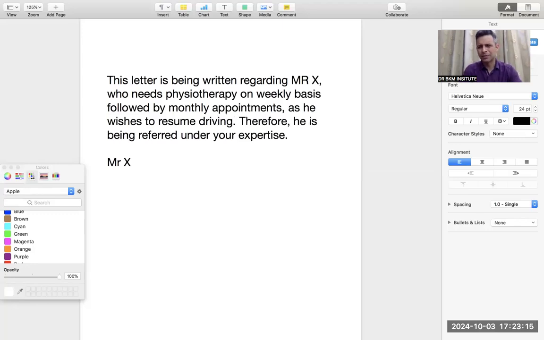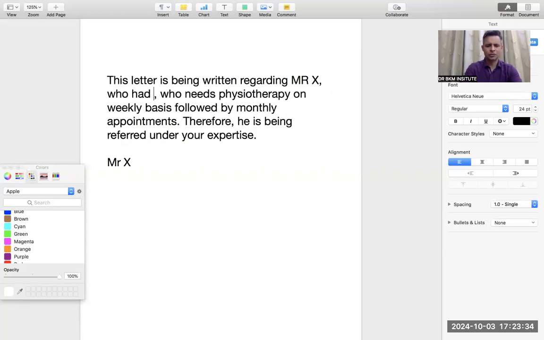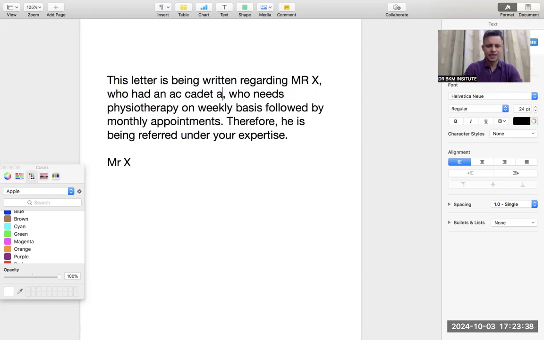But again, this will make it complex because now we have not talked about social history. We don't know he is a driver. So that is why I did not write. Otherwise, I can write as he wishes to resume driving. There is nothing wrong. But again, you want to be a little logical. Otherwise, you should have started this letter is being written who then you have to write everything, who had an accident at his work.